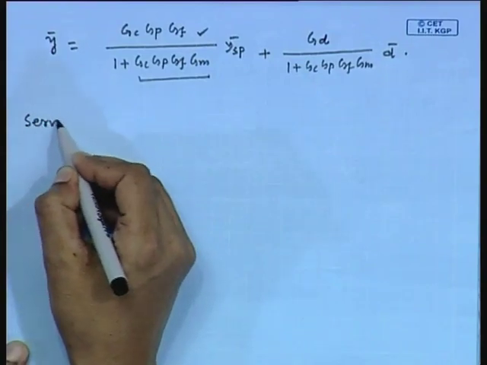Now, the control performance is usually investigated by performing two tests. One is the servo test, another one is the regulatory test. So, what is the servo test?